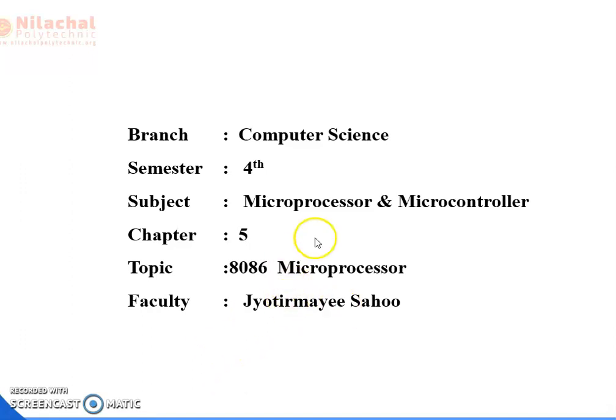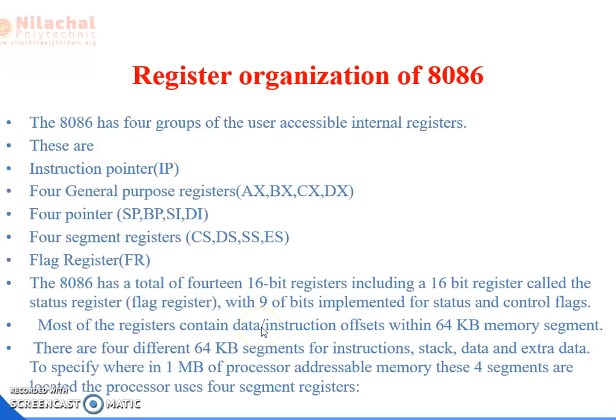Hello students, so today we are going to discuss chapter 5 of microprocessor and microcontroller, that is the 8086 microprocessor. In this chapter, first of all we will discuss the register organization of 8086. The 8086 has 4 groups of user accessible internal registers.